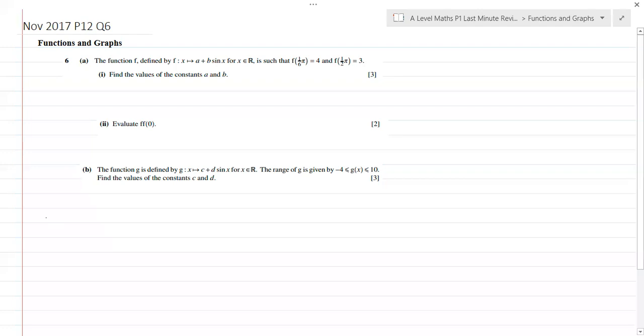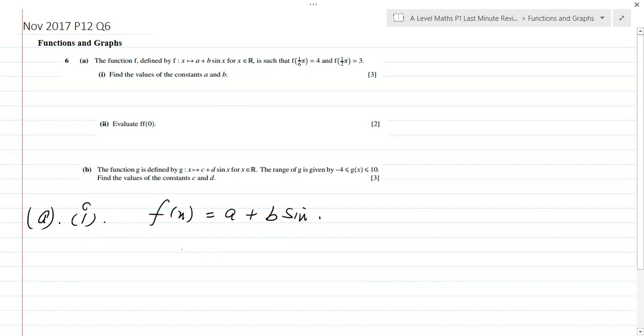And part A, this is a very good question, an important one for the exam. If this comes, you should get it right. This should be easy marks. So you have the question as f(x) is equal to a plus b sine x. We're given the input x as 1 over 6 pi and we get the result 4, and the other one is half pi, which gives 3. So this is where we get the two equations from, and we work out the values of a and b.